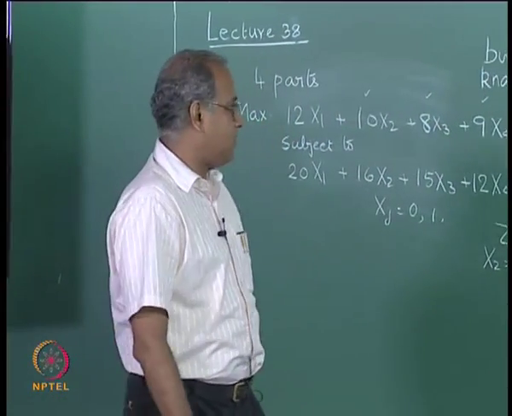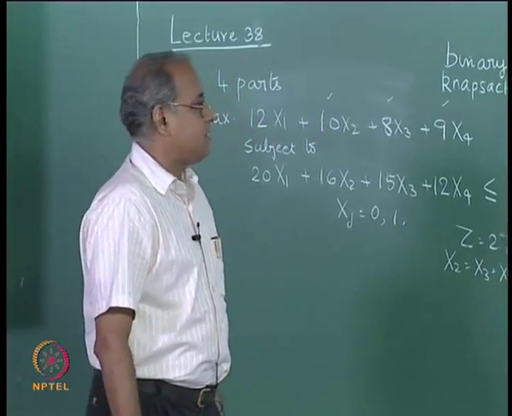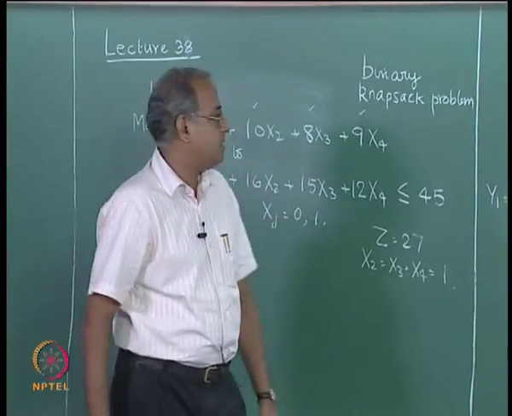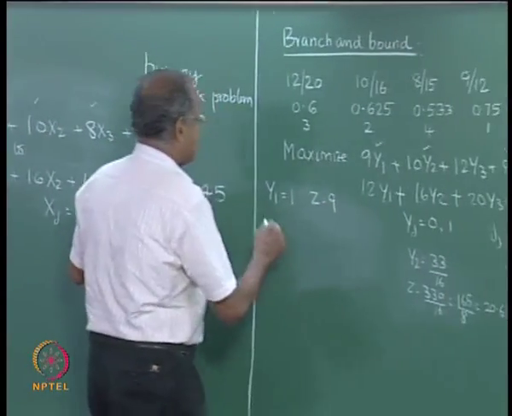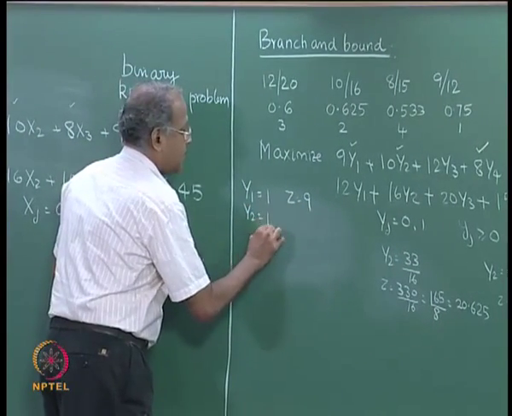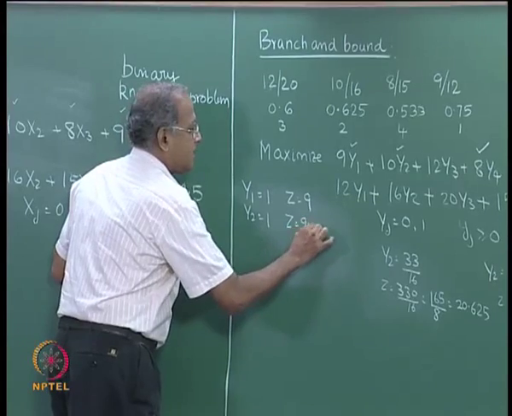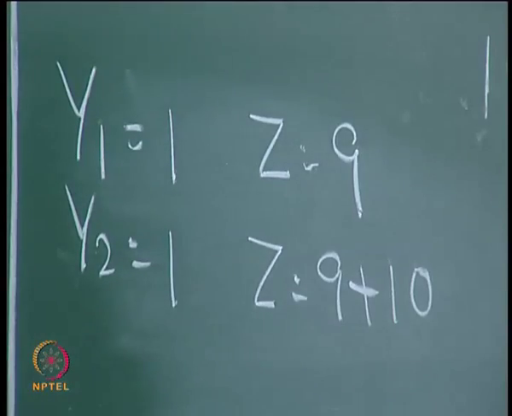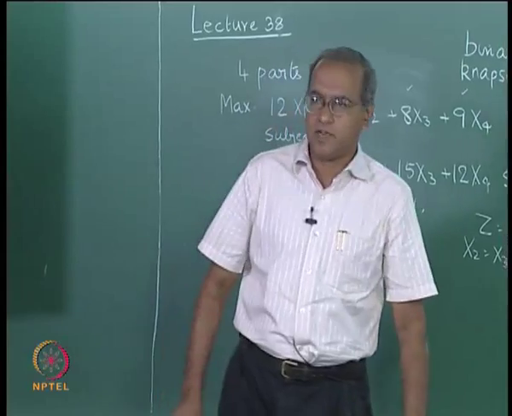Now, when we put y1 equal to 1, 12 units are taken away. So, 33 units are available. y2 requires 16 units. So, y2 is equal to 1, z is equal to 9 plus 10, 19. So, y1 equal to 1, y2 equal to 1 would take 28 units. So, 17 units are available.